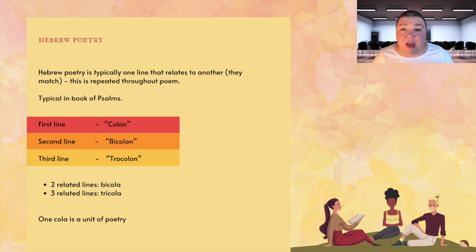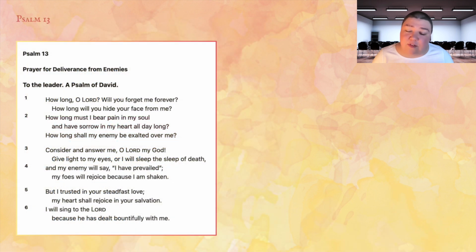We have our first line called a colon, our second line called a bicolon, and then sometimes even a third connected line called tricolon. So depending on whether or not we have 2 or 3 related lines, we end up with a bicola or a tricola. One cola is a unit of poetry. Let's look at some examples. We'll look at a short psalm, Psalm 13, written by David. This is what the whole psalm looks like.